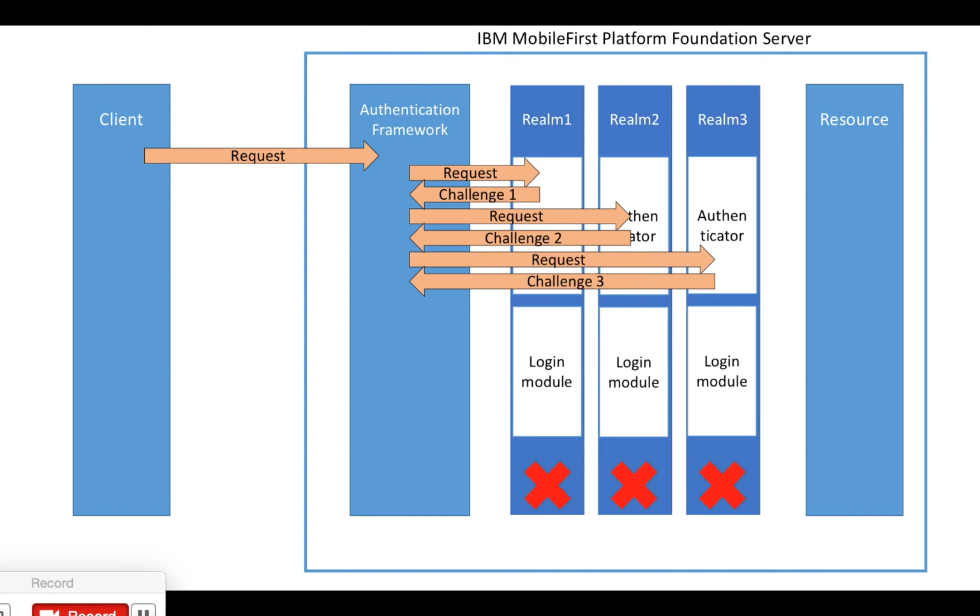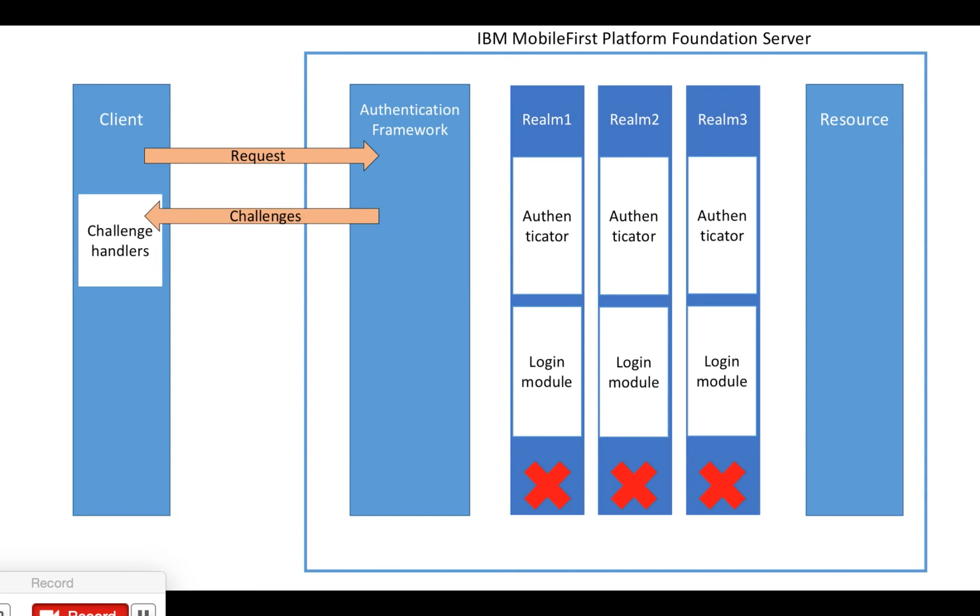So each realm is returning a challenge. This happens one by one. This is not an async request to each realm. This is a synchronous process. The framework first asks realm 1, then realm 2, then realm 3, and each realm in its turn returns a specific challenge. The authentication framework combines all of those challenges and returns a single, what's called a composite challenge, to the client.